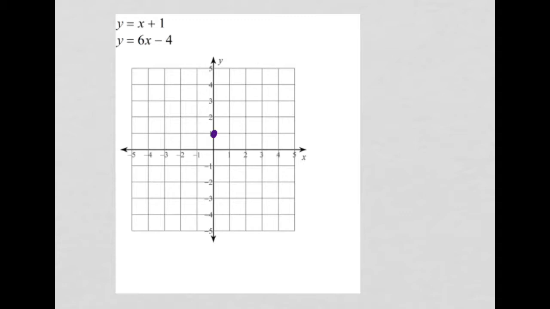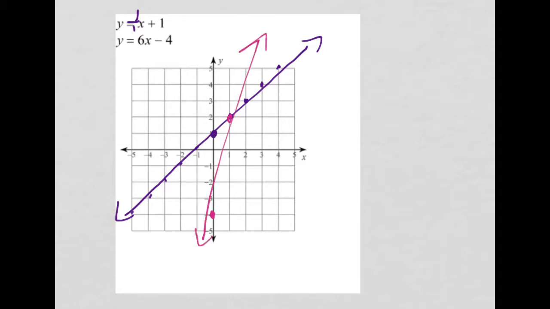And 1 written as a fraction is 1 over 1. Which means if I go up 1, I go to the right 1. Up 1 to the right 1, up 1 to the right 1, down 1 to the left 1, and then I connect. My next line starts at negative 4. I go up 6 over 1.